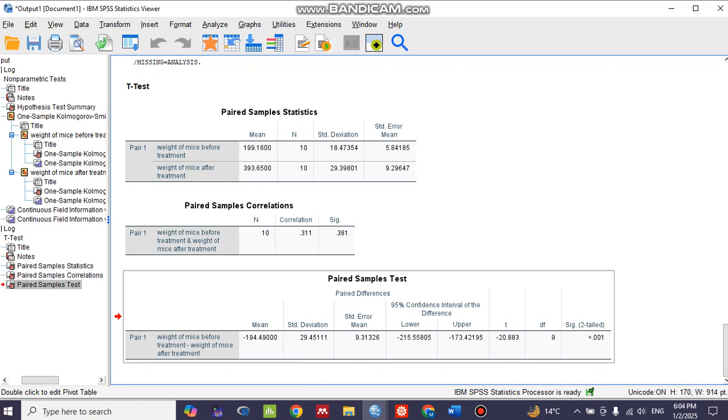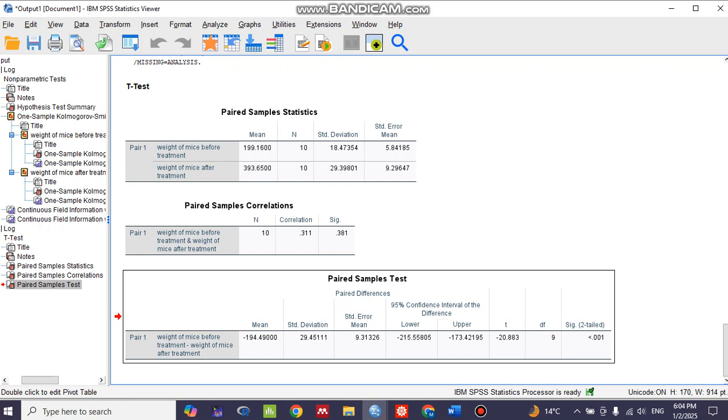So here we can see the significance value is 0.001, which is less than our specified alpha, indicating the acceptance of the alternative hypothesis. So we can conclude that the treatment has affected the weight of mice, and since the differences are negative, that means an increase of weight is observed after the treatment. So this was when the normality was there.